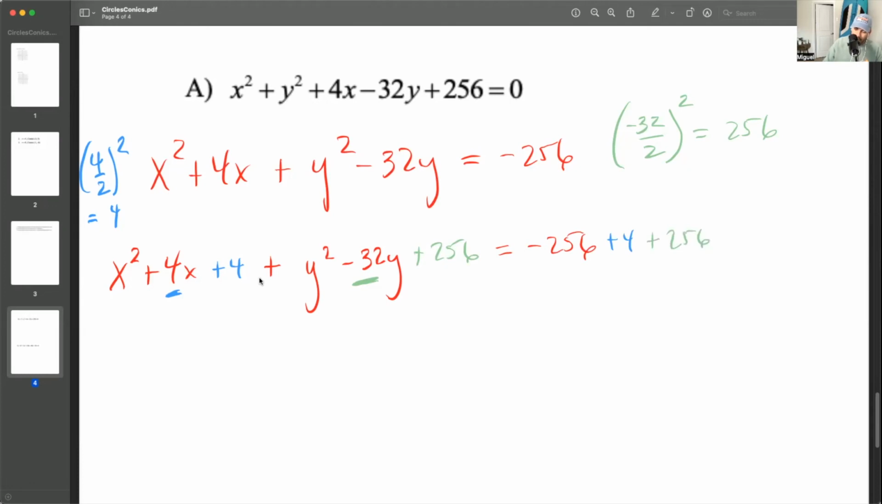Okay. And this is the cool part. Whenever you complete the square, these values, so if we focus with the x, that's just going to turn into x plus 2 squared plus y minus 16 squared.